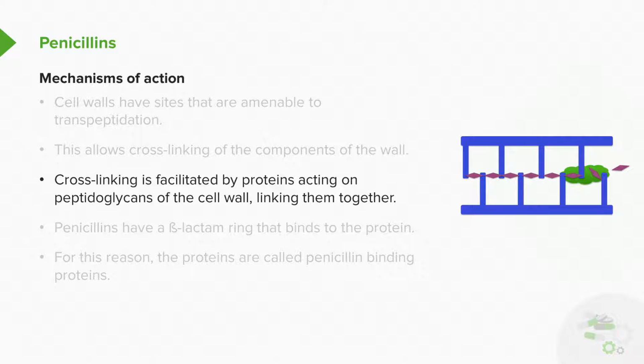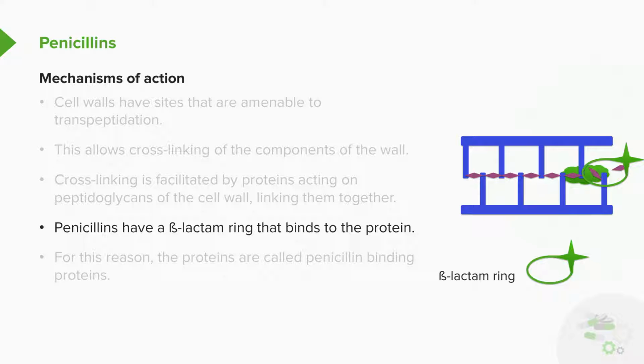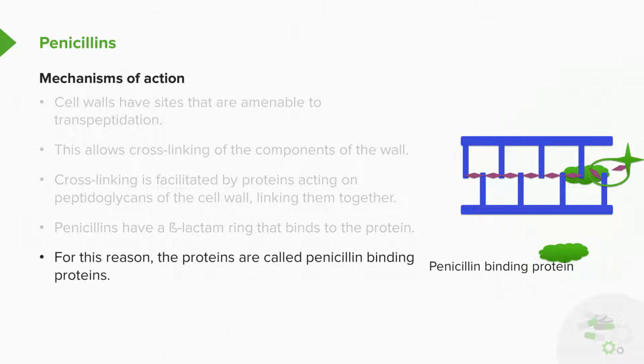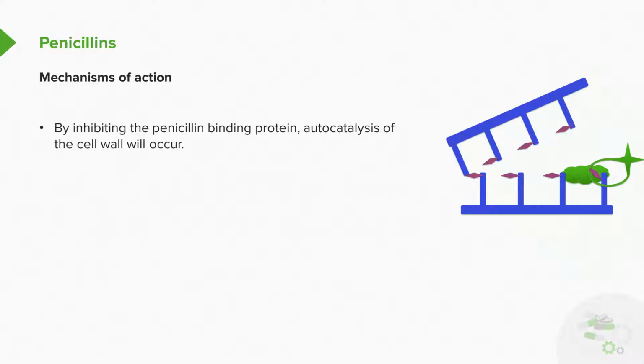Now, cross-linking is created or facilitated by proteins that act on those peptidoglycans of the cell wall and link them together, much like a zipper does. Penicillins have a beta-lactam ring that binds to that protein, and for this reason, the proteins are called penicillin-binding proteins. So a penicillin-binding protein is where the penicillin is going to be active. Now, if you inhibit the penicillin-binding protein, autocatalysis of the cell wall will occur and the cell wall will break down.